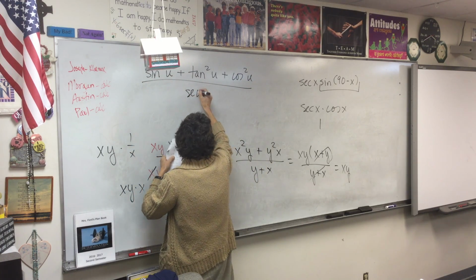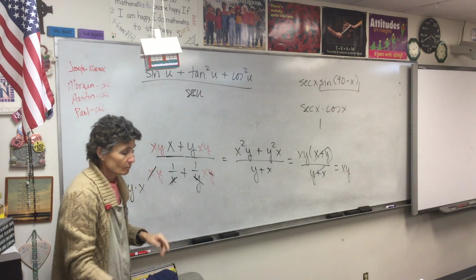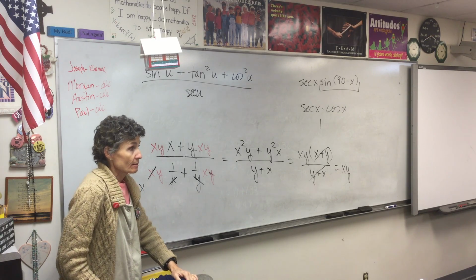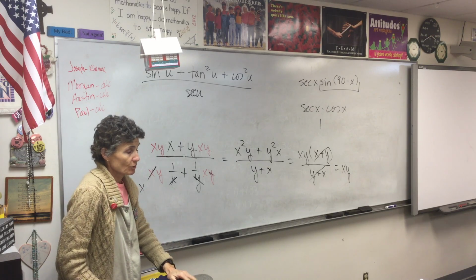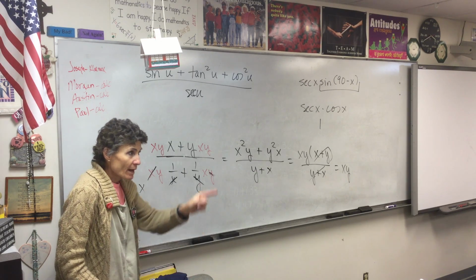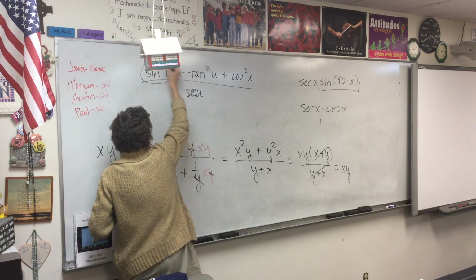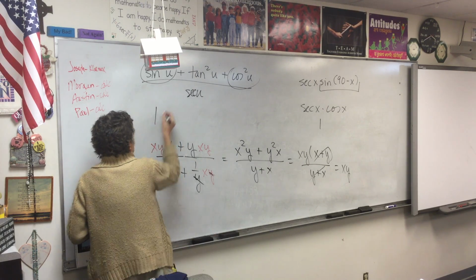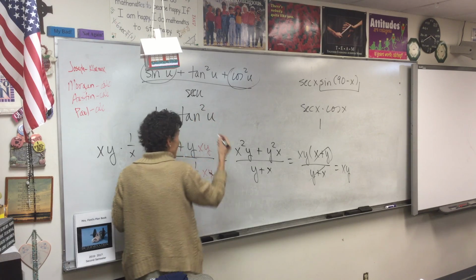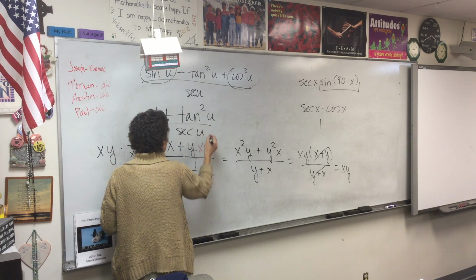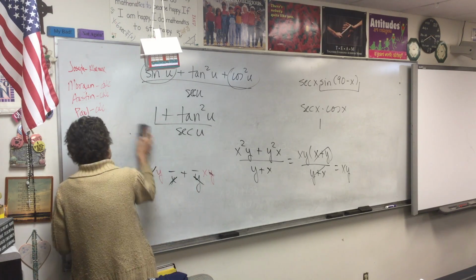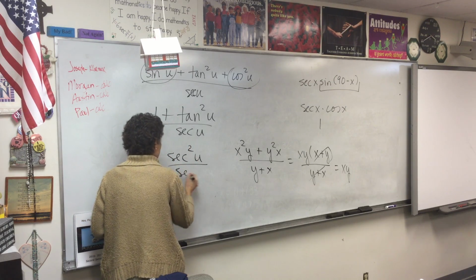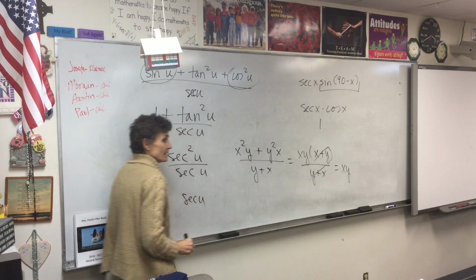All right. What about this guy? Now, as I wrote it, my heart started beating a little bit faster because what do I have? Sine squared plus cosine squared, which I know is 1. So I have 1 plus tangent squared. Now you've got to be getting goosebumps there. What's 1 plus tangent squared? Secant squared. So we have secant squared over secant, which is just secant.